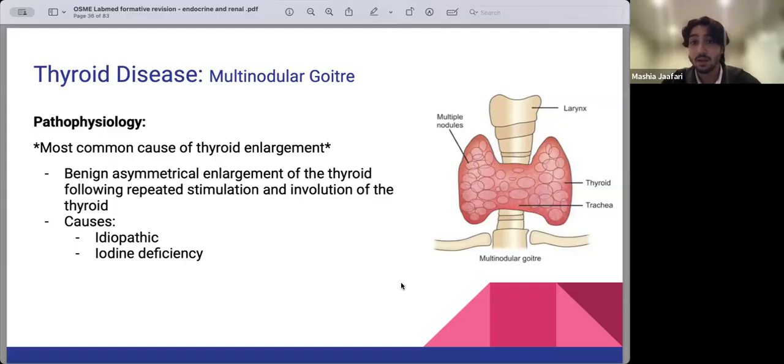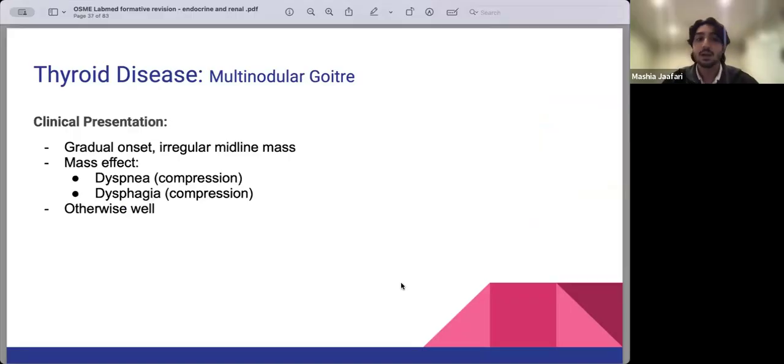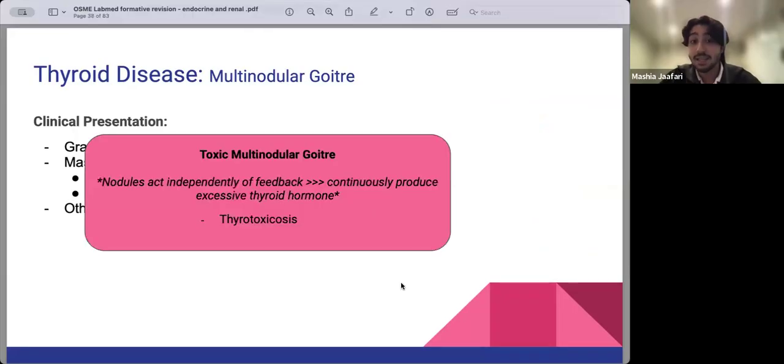So sometimes they can ask, what would the findings be on thyroid function tests? Usually, a multinodular goiter is going to have normal thyroid function tests. It's a gradual onset. It's an irregular midline mass. If it gets big enough, it can cause problems with swallowing and speech. And that's because of compression of your trachea and your esophagus, because obviously your thyroid sits just in front of those structures. And in some cases, it can become toxic.